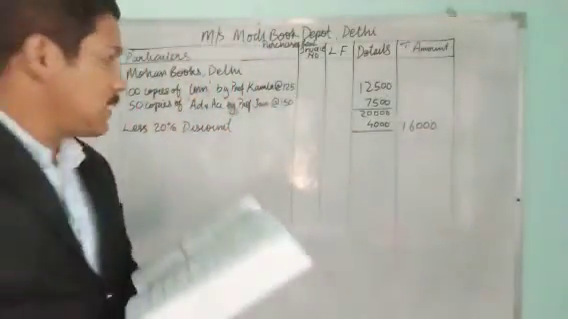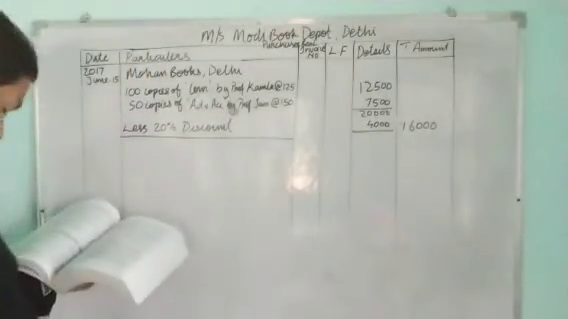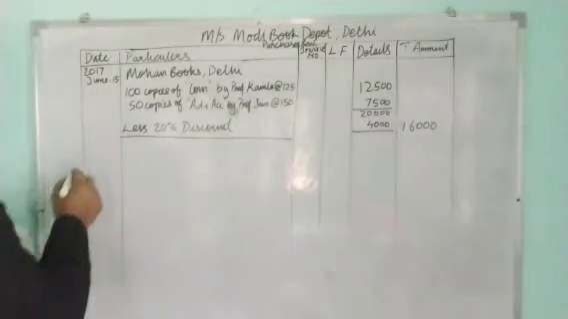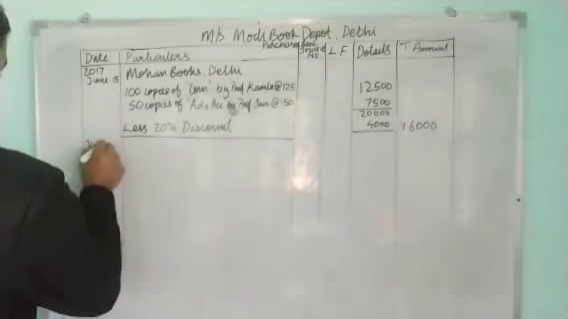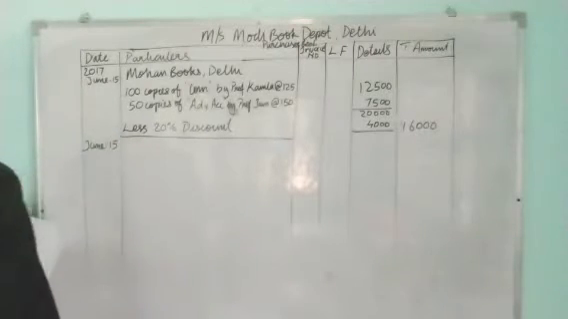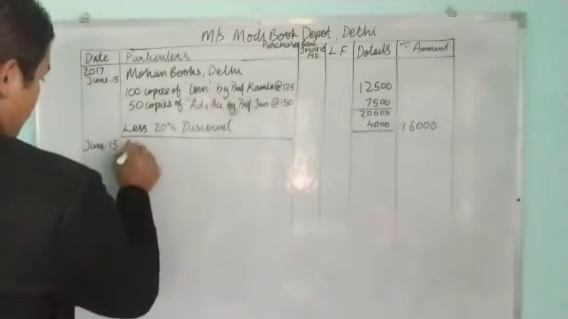Okay, so that is over. You can just make a line there in order to show that the first transaction is over. Then the second transaction is on June 15, and that is from Raji Publishers.